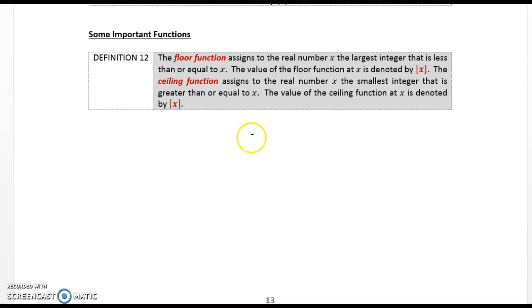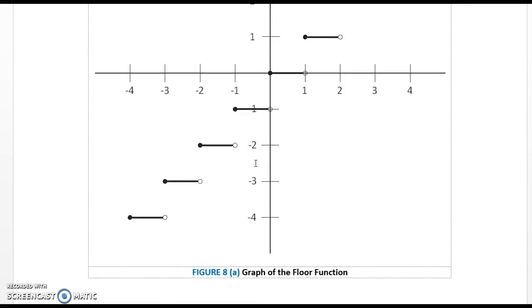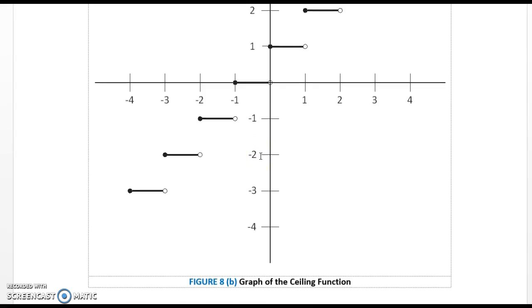Some important functions. The floor function assigns to the real number x the largest integer that is less than or equal to x. The value of the floor function at x is denoted by the floor of x. The ceiling function assigns to the real number x the smallest integer that is greater than or equal to x. The value of the ceiling function at x is denoted by the ceiling of x. We can see here in figure 8a a graph of the floor function, and in 8b a graph of the ceiling function.